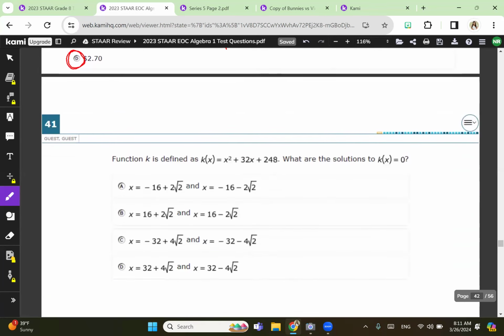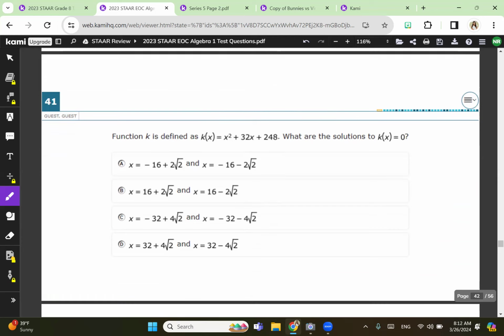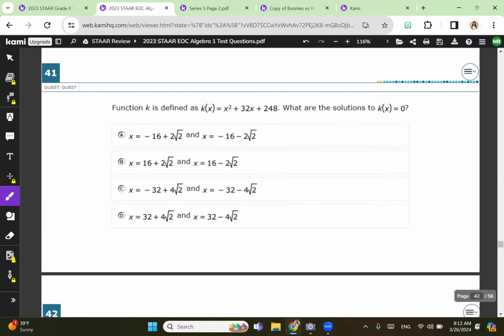Number 41. If you look at your answer choices, notice that they are in the form that you would get whenever you use the quadratic formula. So we're going to actually solve this. Let's solve it both ways. Okay. So let's start right here. First, you always want to identify A, B, and C.